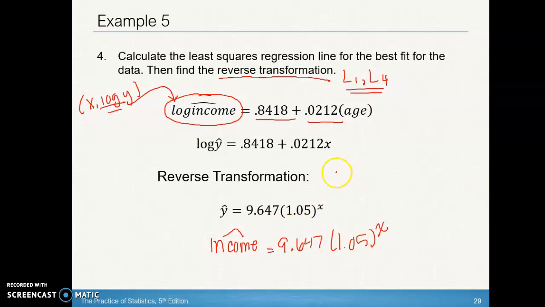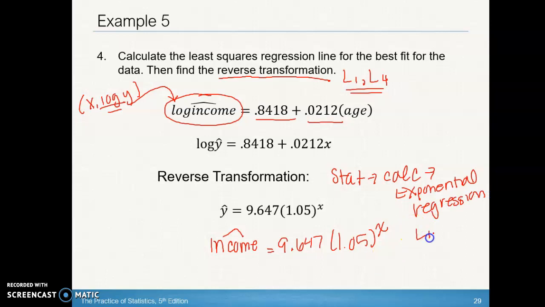We knew this was exponential. So you can go to stat, you can go to calc, and then you can go to exponential regression, and that will get your equation. Just keep in mind, you're doing that on list 1 and list 2 because that was the original shape of your data.